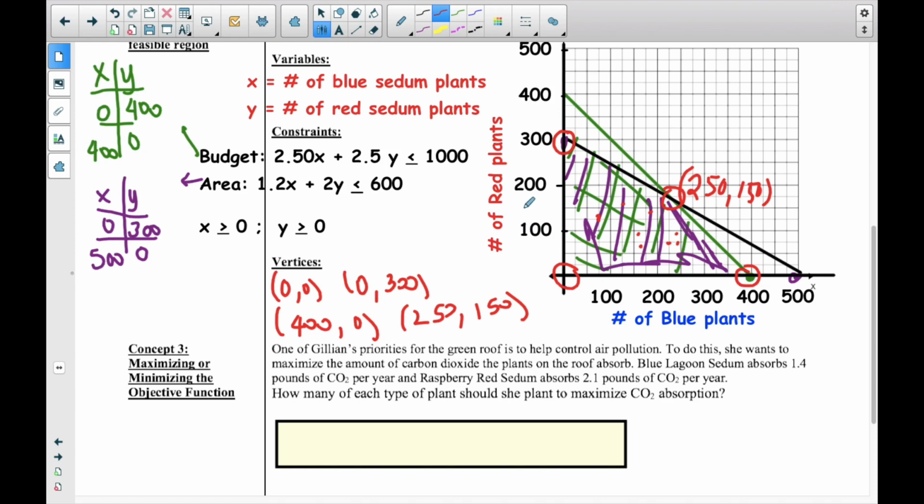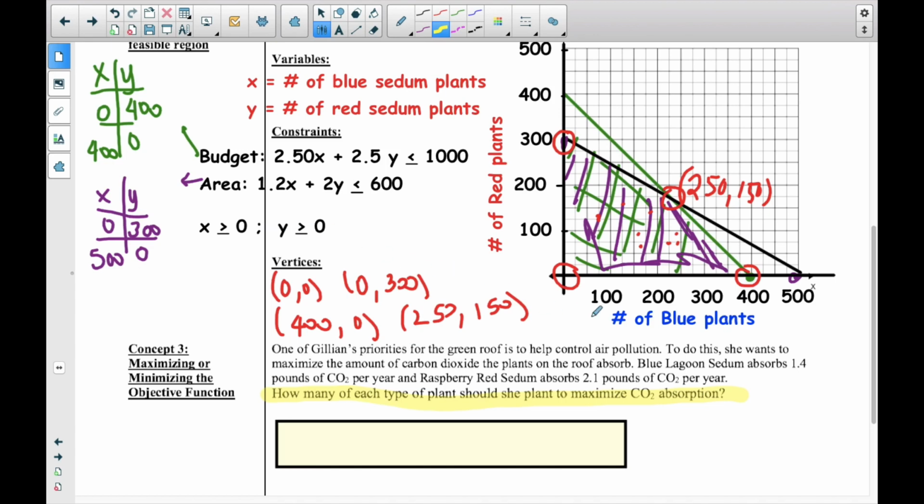So the next step is to think about what are we maximizing or what are we minimizing. So here's the problem. It's the same exact problem written before, but we want to think of what is she trying to maximize, what is she trying to minimize. So if we read through it again, it says how many of each type of plant should she plant to maximize CO2 absorption. So she's trying to maximize the CO2 absorption. She's trying to help the planet, basically. So how much should she do?